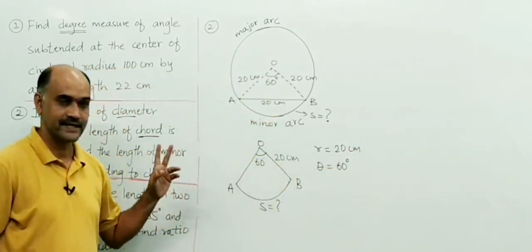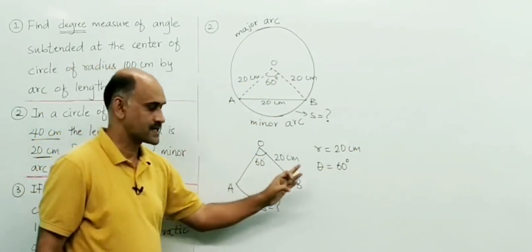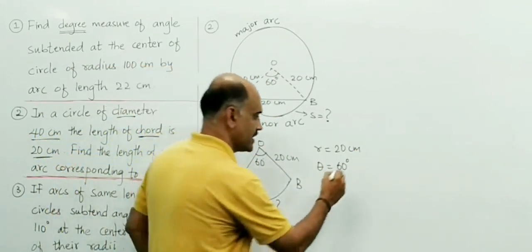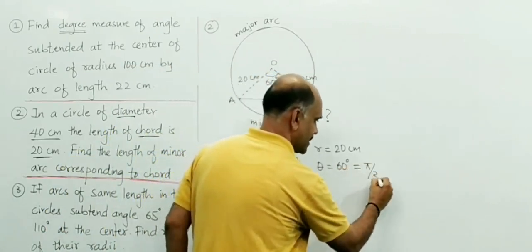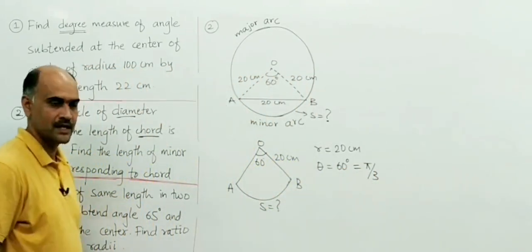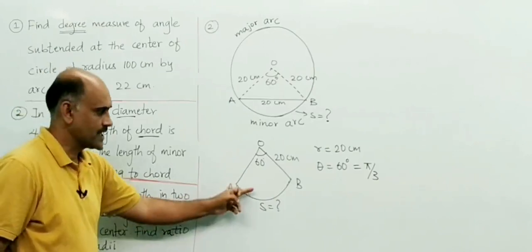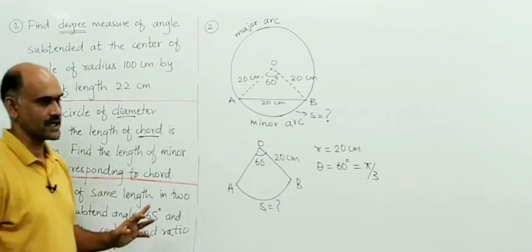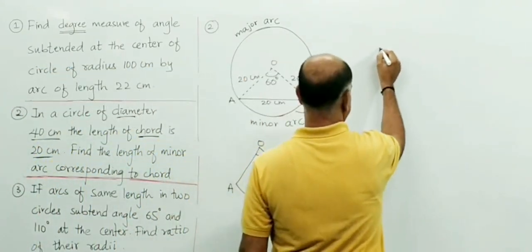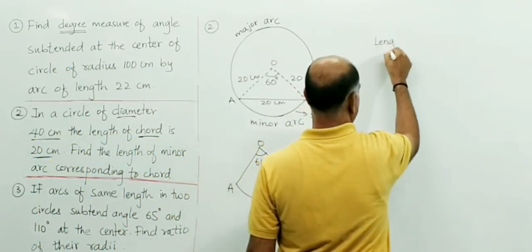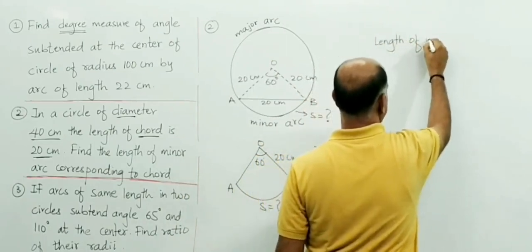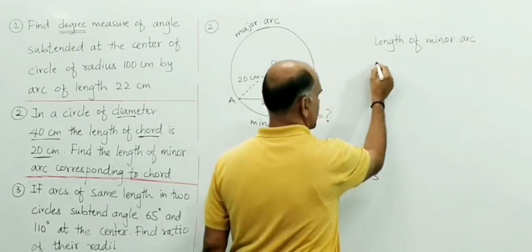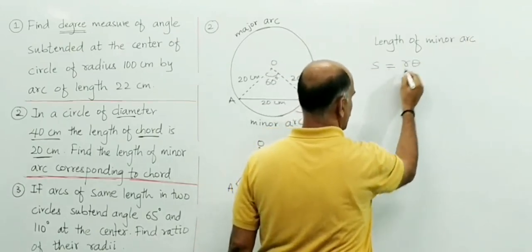Compulsory we need it in radian. In last class I had told a hint, if 60 is there, then denominator will have 3. So in radian it will be nothing but pi by 3. So now again use formula S is equal to R theta. You will have the answer. So length of minor arc, S is equal to R theta.